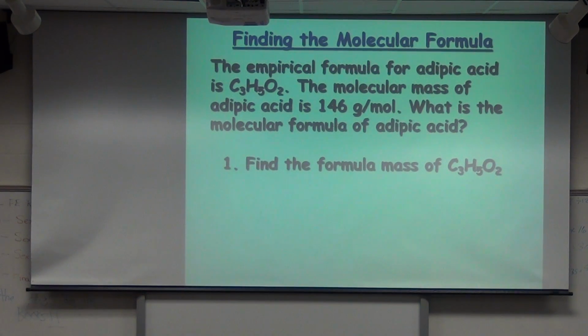So we got 3 steps again. The first step is to simply find the mass of our empirical formula. So what's our empirical mass? We got 3 carbons multiplied by 12.01 plus 5 hydrogens, 1.01 apiece, and 2 oxygens at 16 apiece for a total of 73.08.